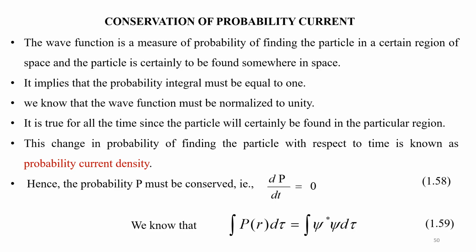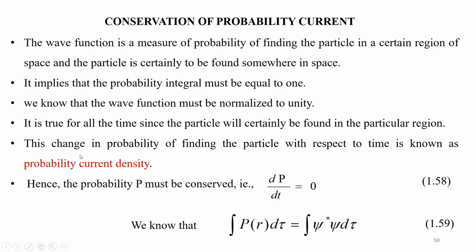The wave function is a measure of probability of finding the particle in a certain region of space, and the particle is certainly to be found somewhere in space. It implies that the probability integral must be equal to 1. We know that the wave function must be normalized to unity. It is true for all the time, since the particle will certainly be found in the particular region.